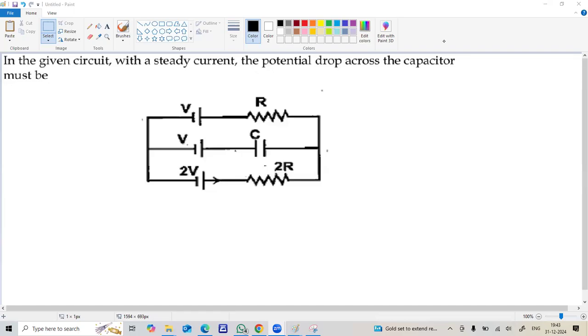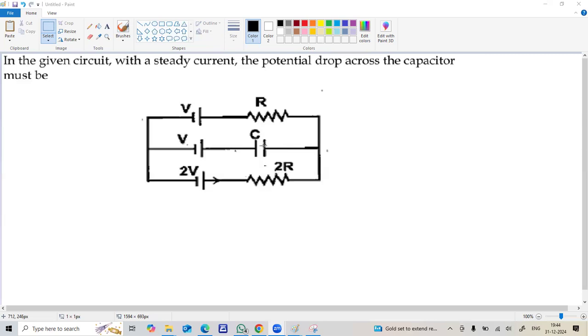In the given circuit, a steady current... the potential drop across the capacitor must be. So, this is a circuit with resistors and capacitors. Steady current, meaning once a circuit is connected, the current will pass through the capacitor, but once the capacitor is fully charged, then the capacitor will act as an open circuit.